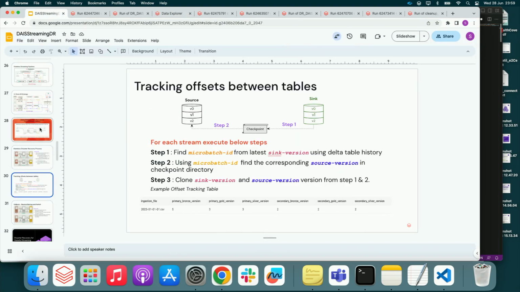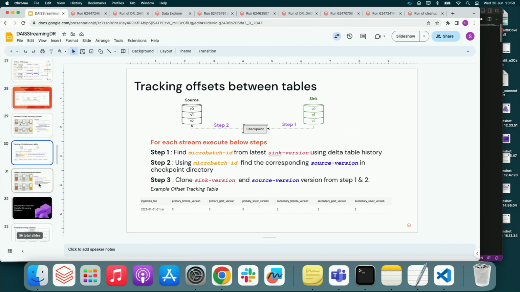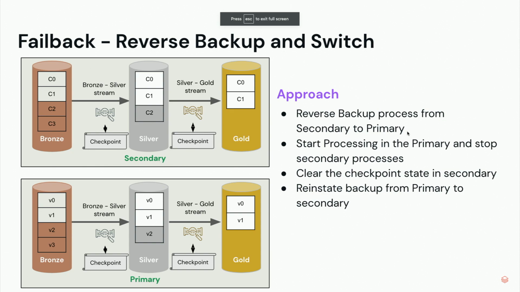So I'll quickly wrap this up. The only aspect I want to touch is how we do the reverse backup, when the primary comes back, what we have to do. We just have to switch over our backup process. We take the backups from secondary to primary, then we clean up the checkpoint directories in the primary, and we start the streams in the primary with starting versions. So with that, we went through the full life cycle of the DR, which had the failover and the failback using deep clones and the offset tracking. So I'll give it back to Sachin, who will go to the next use case.